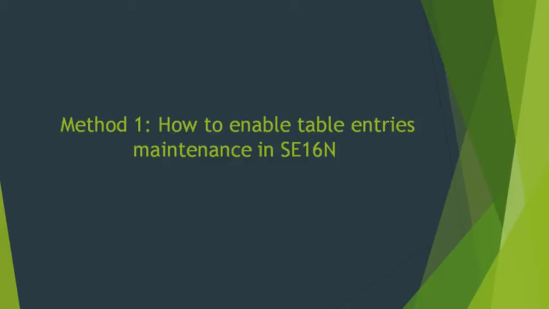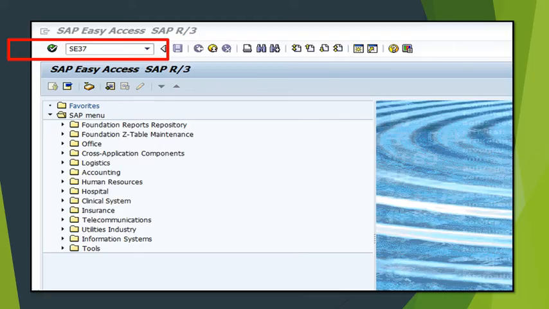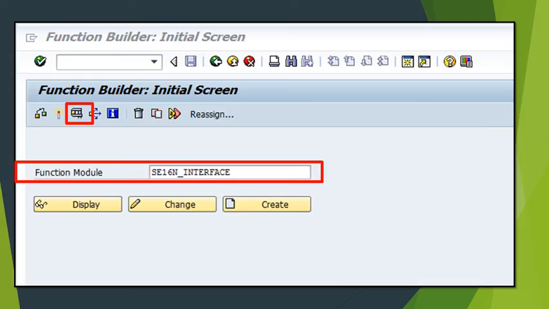You should never try this because SAP never suggests to do this type of thing. But as a functional consultant, you should know how to maintain the table entries. So do nothing, just go to the transaction SE37. As soon as you go to SE37, this transaction code is the function builder. Write a function module name SE16N underscore interface.